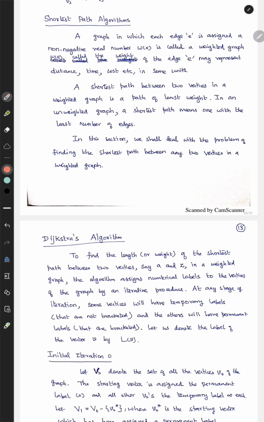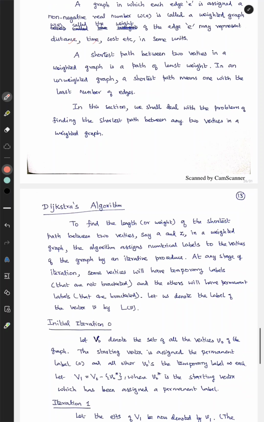This weight or number may represent the distance, time, cost, etc., depending on what you are considering as vertices. Maybe the number denotes the distance between two places, where places are denoted by vertices, or the time taken for traveling from one location to another, or the cost incurred.